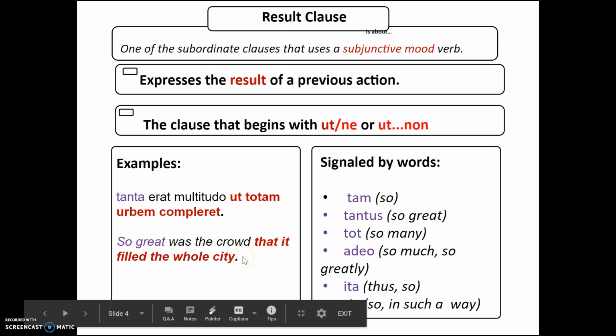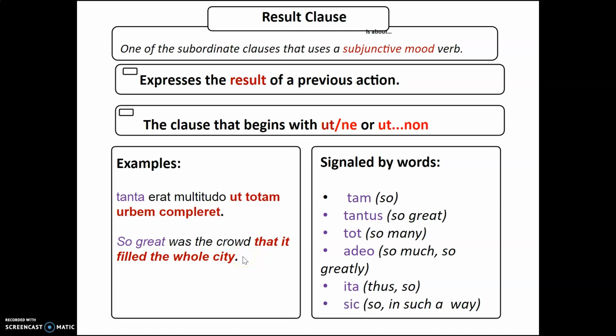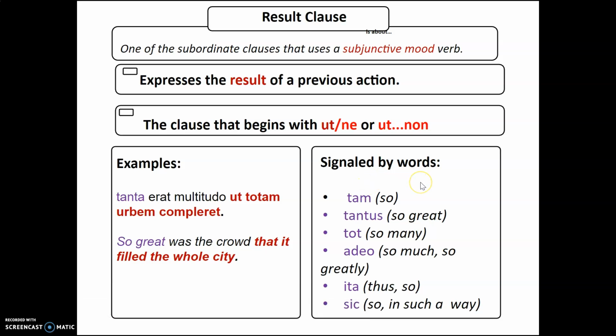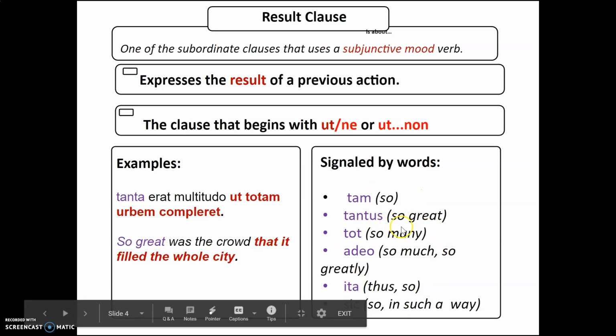One easy way to remember result clauses is that Yo Mama jokes contain result clauses. Yo Mama's so fat that, I don't know, her belt could surround the whole world. But with result clauses, you're almost always going to see the signaling words. I call these the so words because they all can be translated with the word so.